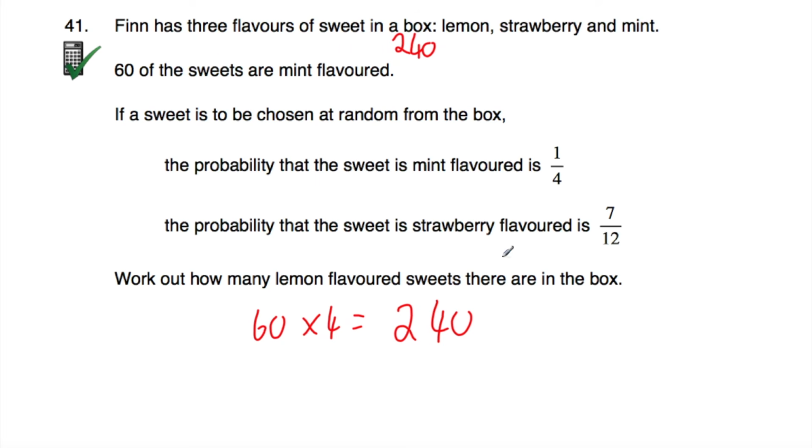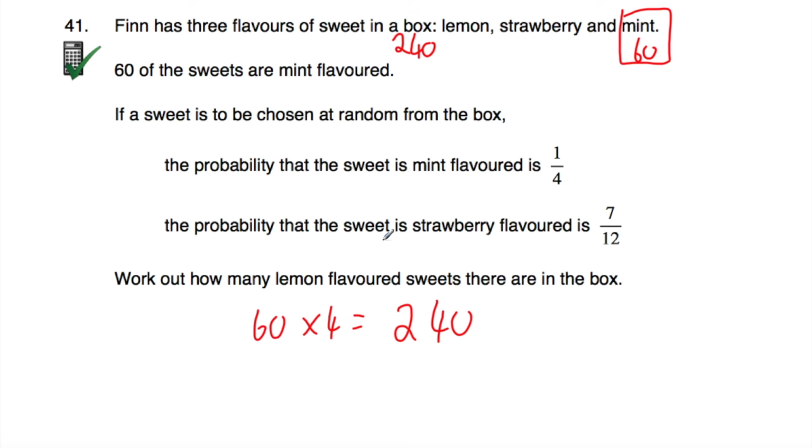And let's just check that, because we know the probability of choosing a mint sweet is 1/4. That means that 1/4 of the sweets are mint, and 1/4 of 240 would be 60, and that's what we're told. So we just worked backwards there. We just times the number of sweets that were mint by 4, and we got 240. So there's 240 sweets in the box altogether. We know that 60 of them are mint flavoured.